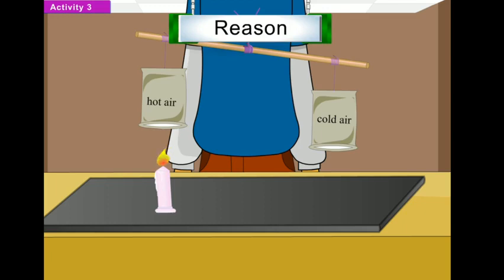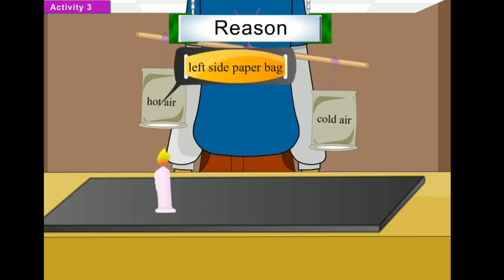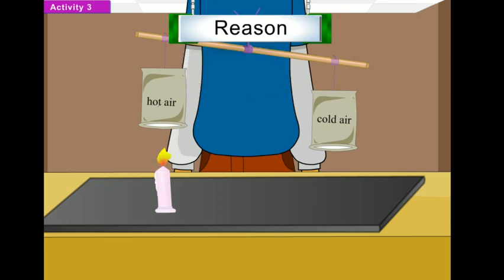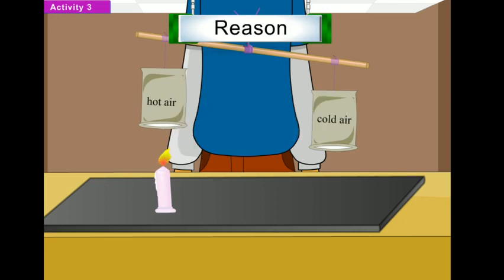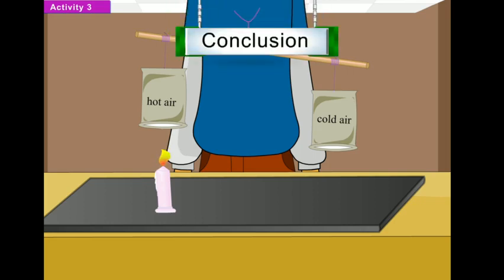Reason: When a burning candle is placed below the left side paper bag, the air above the candle flame gets heated. The hot air, being lighter, rises up and fills the left side paper bag after displacing the heavier cold air from it. Therefore, the left end of the wooden stick becomes lighter and moves up. Conclusion: Warm air is lighter than cold air.